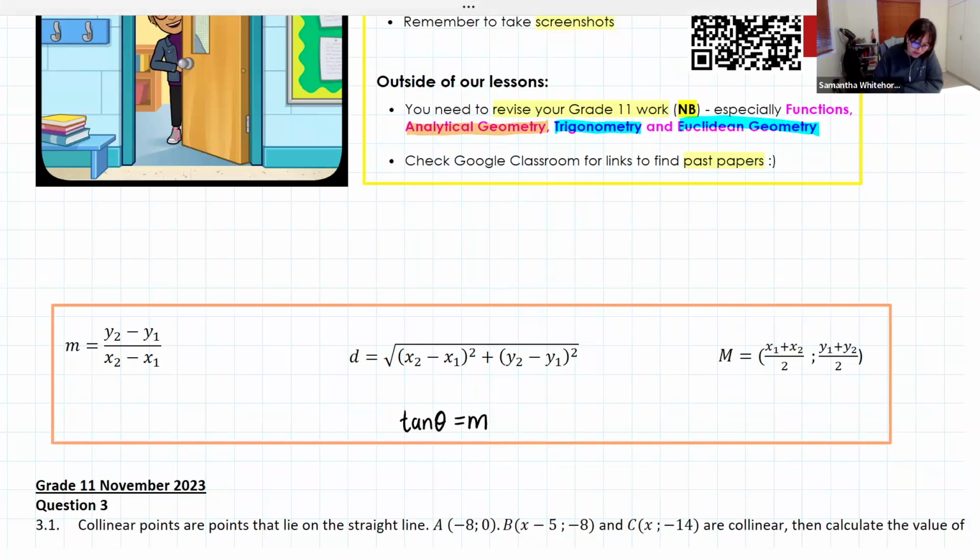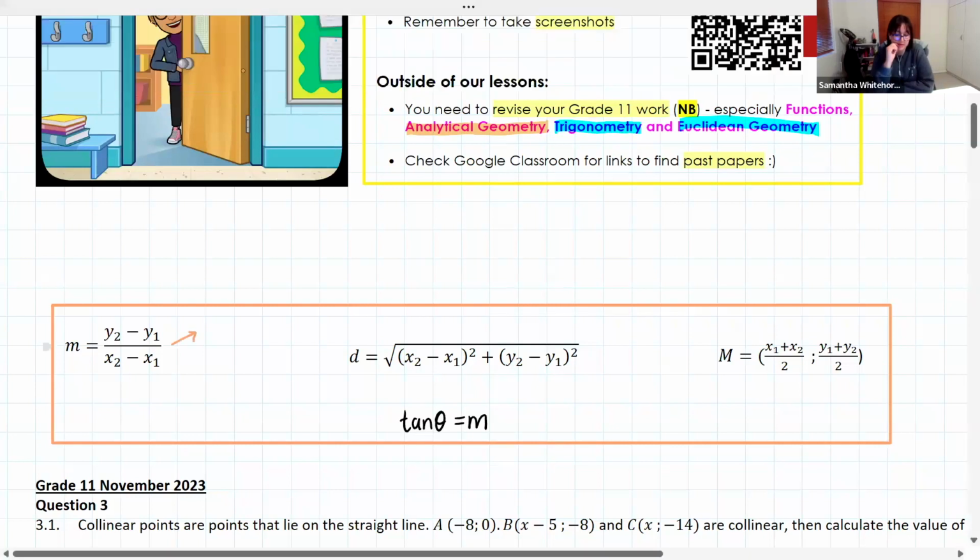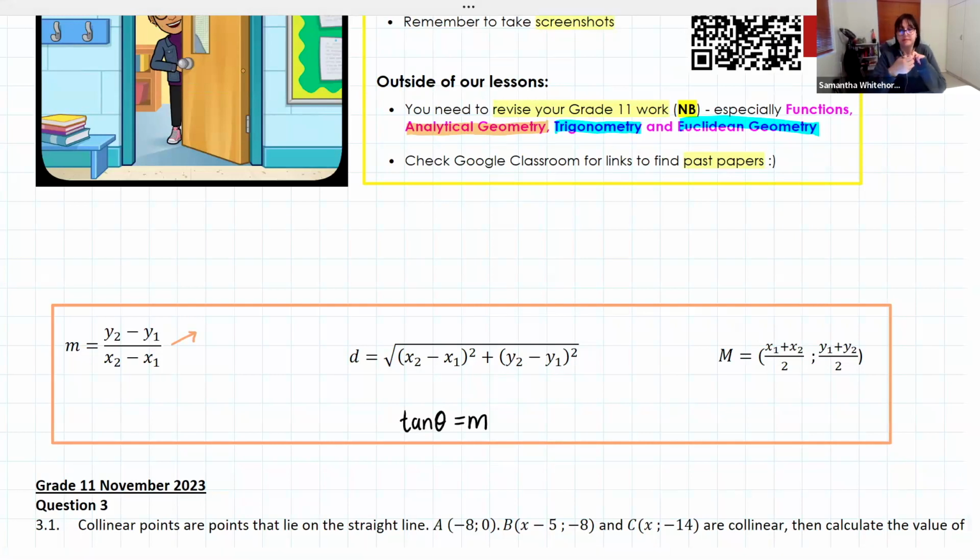Can anyone tell me what this formula on the left-hand side is? This formula m equals y2 minus y1 over x2 minus x1. What is it? Why do we use it? Nice, Lumelo. It is your gradient formula. So think back to straight lines. Y equals mx plus c, gradient.